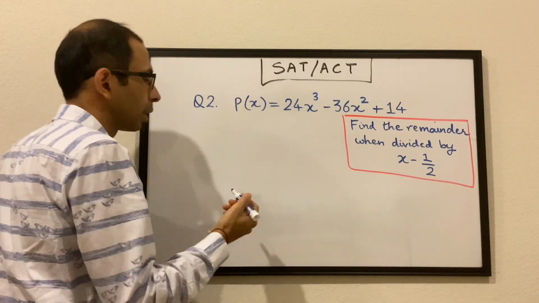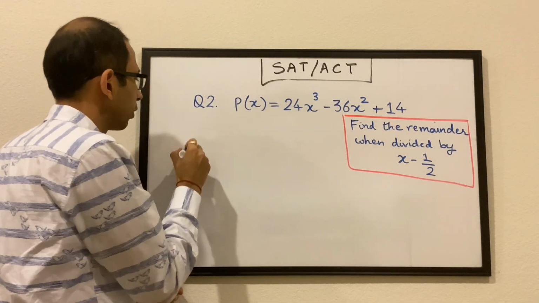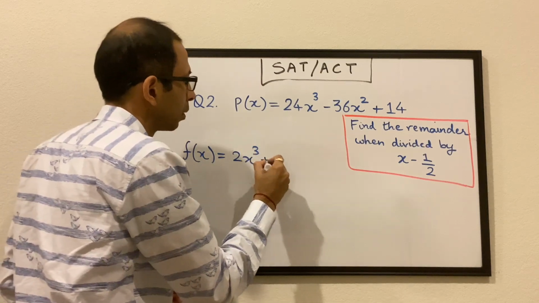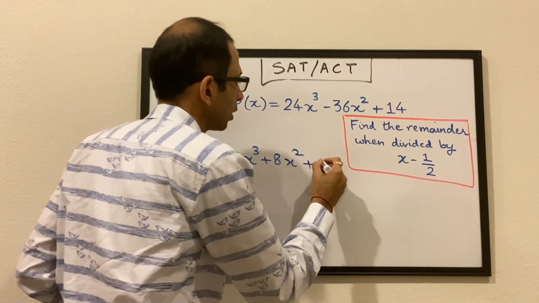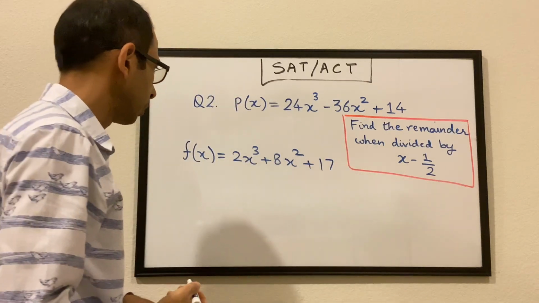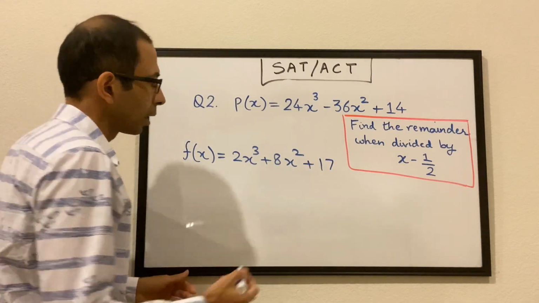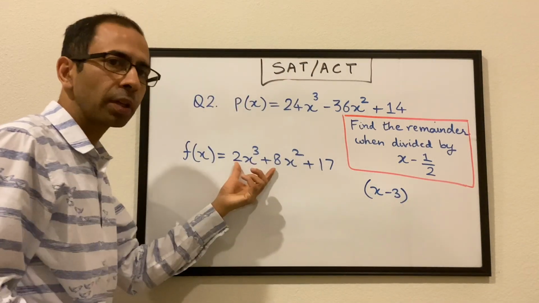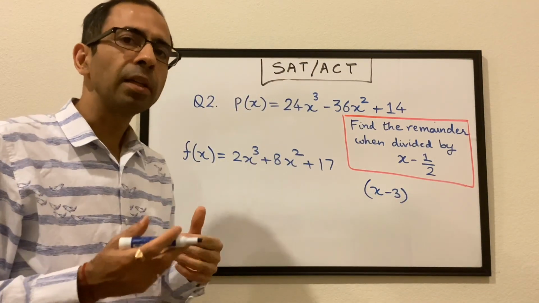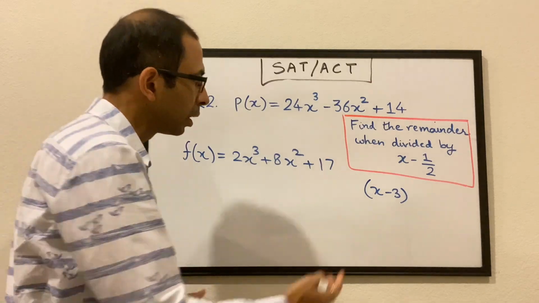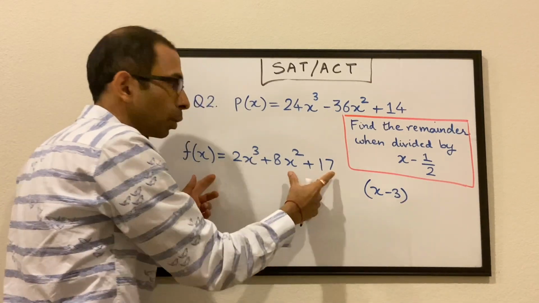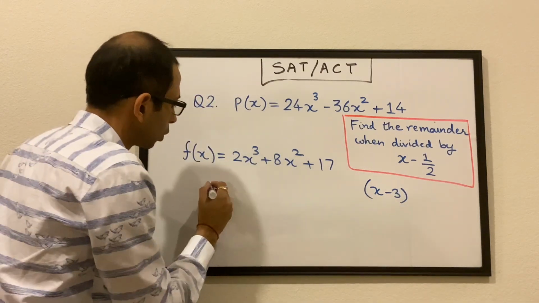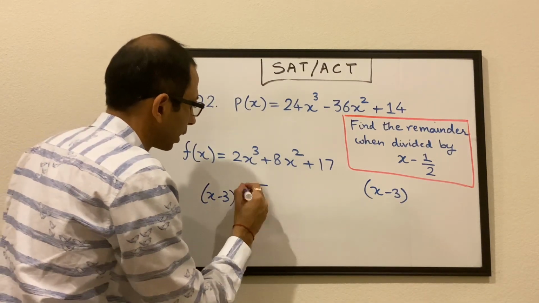When we say that we have a function, let's say f(x) is equal to 2x cubed plus 8x squared plus 17, any function, right? And if we are saying that x minus 3 is a factor of this function, what does it mean? It means that there is some entity which exists in the world which can be multiplied with x minus 3 to get this, right? Only then x minus 3 will become a factor of this. So we are saying that we will have something like this.